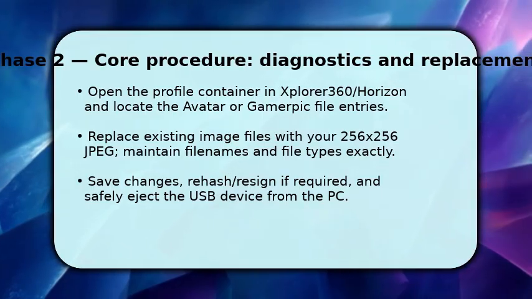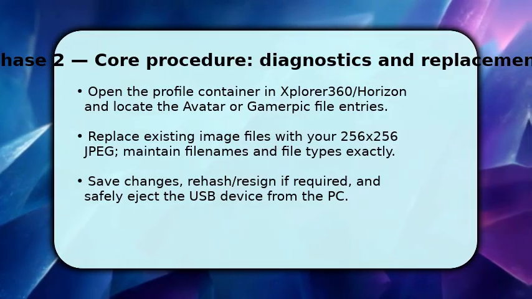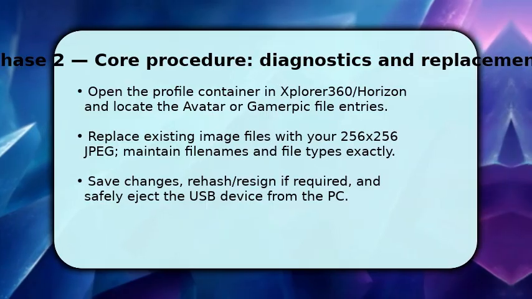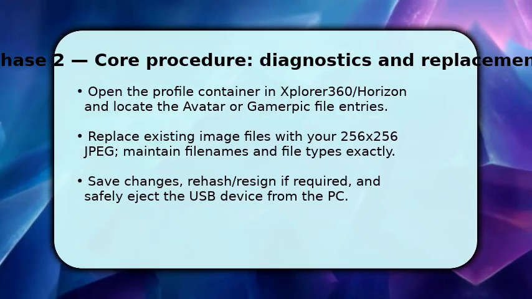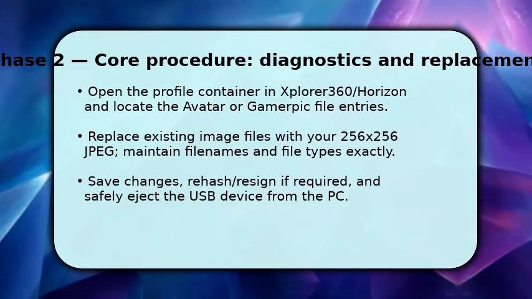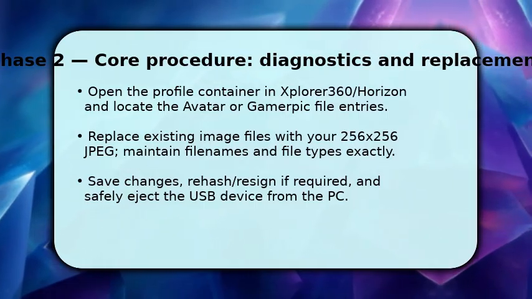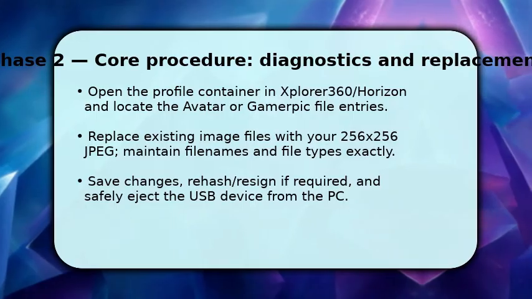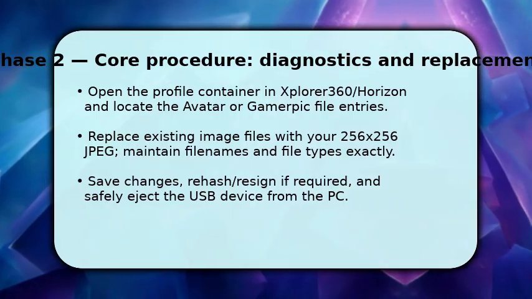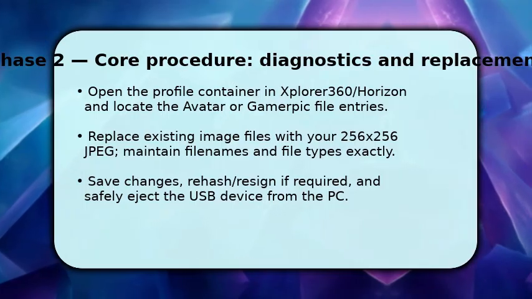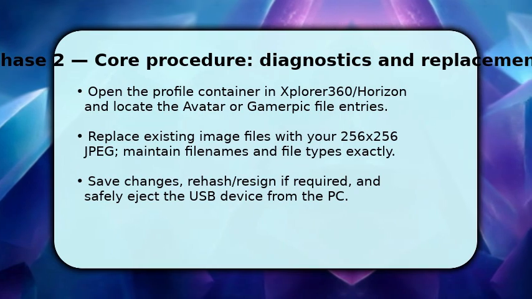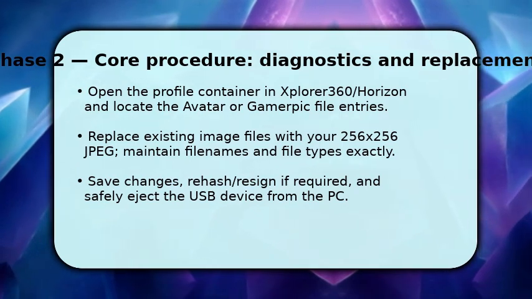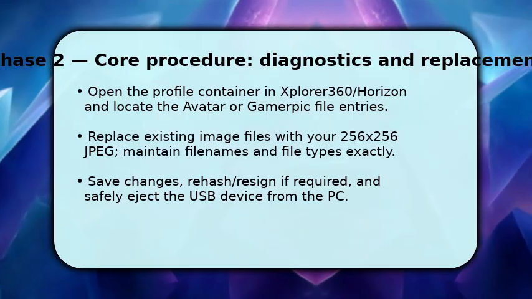In Explorer 360 or Horizon, find the avatar or Gamerpic file entries. These are usually labeled clearly. Replace the original image with your prepared 256 by 256 JPEG, keeping the exact file name and file type to avoid recognition issues. After swapping files, use the tool's rehash or resign feature. This updates internal checksums so the console accepts the modified container.